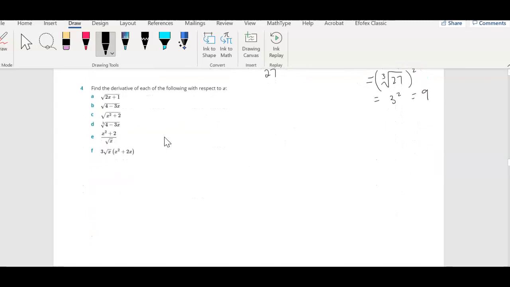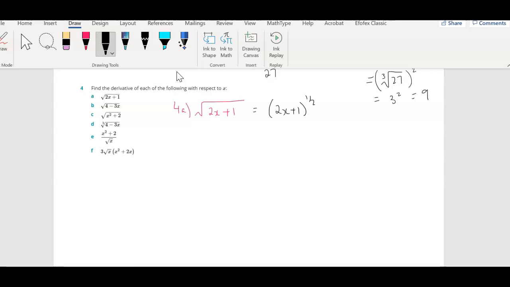All right, so here I can already see that we're going to be using the chain rule. So for A, we've got the square root of 2x plus 1. Now that is the same as 2x plus 1 to the power of a half.